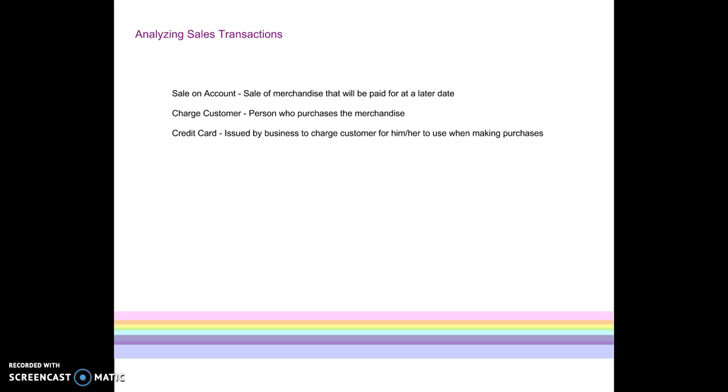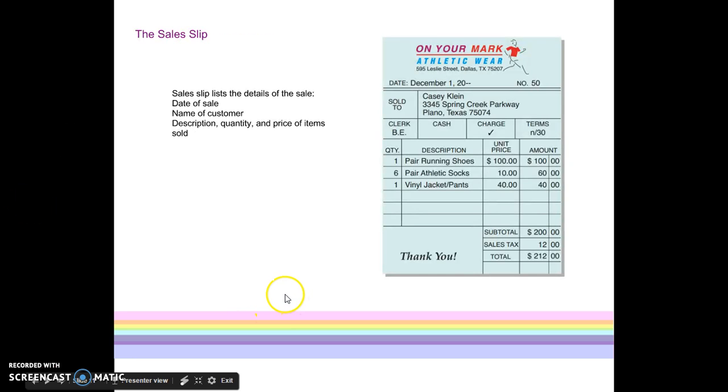date. And then finally, credit card, which is issued by a business to a charge customer, him or her, to use when making purchases. So all three of these different items could come into play when it comes to analyzing sales transactions and keeping them up to date in our accounting records.